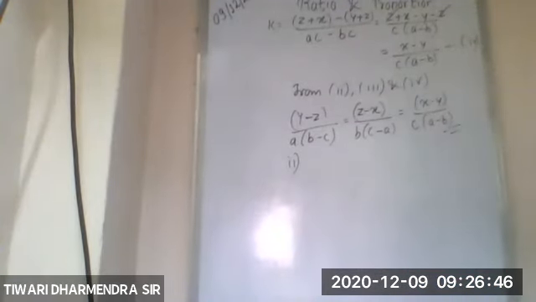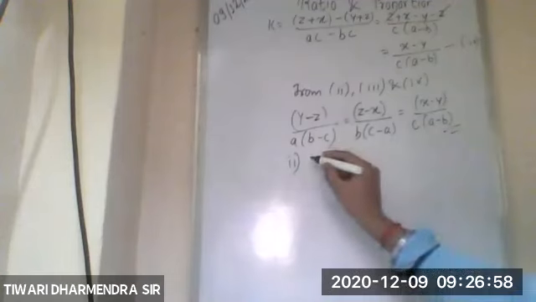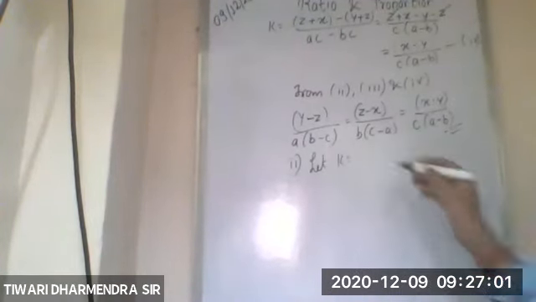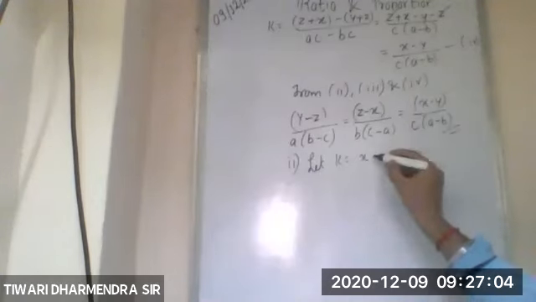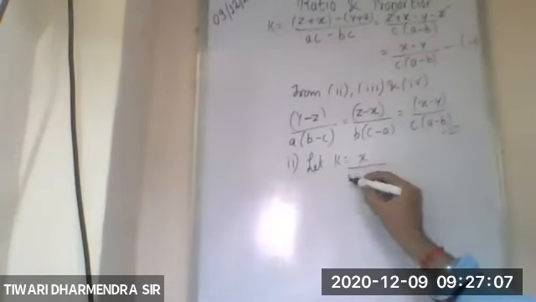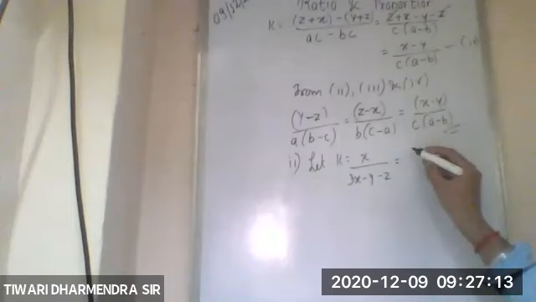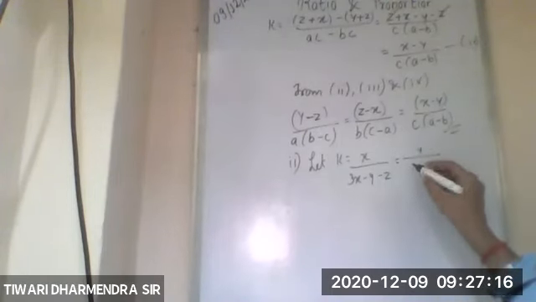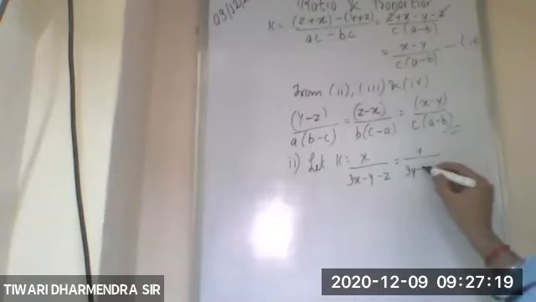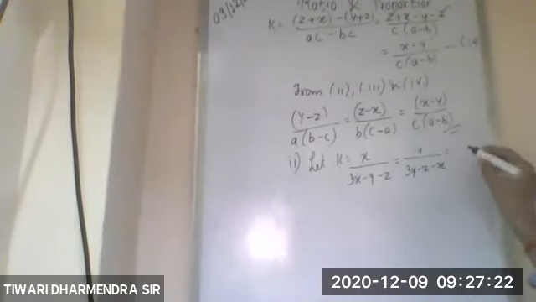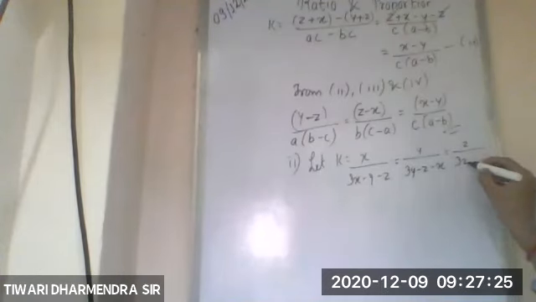Second, they have given us a ratio and they're asking us to show that each ratio is equal to 1. So it's one of the simplest problems. Just start with: let k equal to whatever ratio they have given. They have given us x upon 3x minus y minus z is equal to y upon 3y minus z minus x is equal to z upon 3z minus x minus y.